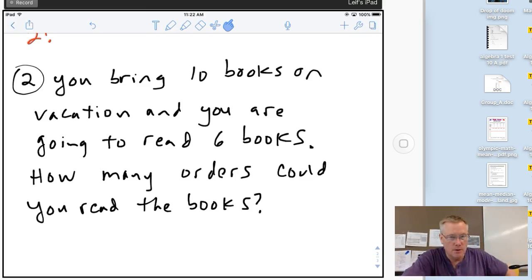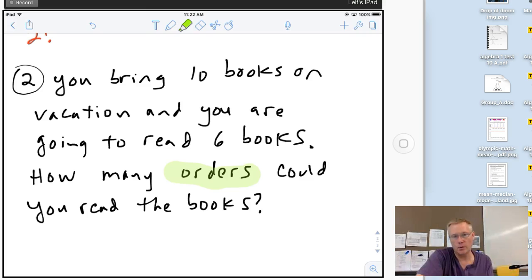Okay, number 2. You bring 10 books on vacation and you are going to read 6 books. How many orders could you read the books? All right, so we need to talk about some of the vocabulary here. Order matters with permutations, and I haven't gotten into the other part yet, which is called combinations, which comes in the next video, where order doesn't matter. So it's important for us to start recognizing which words indicate order mattering.